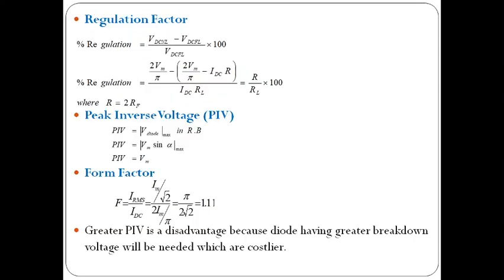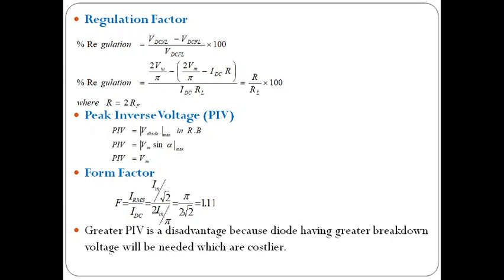Next, voltage regulation is nothing but the change in the DC output voltage when load changes from no load to full load. So you will get it equals R by RL into 100. Here R is nothing but 2 RF. Clear? And peak inverse voltage, here the peak inverse voltage is Vm.